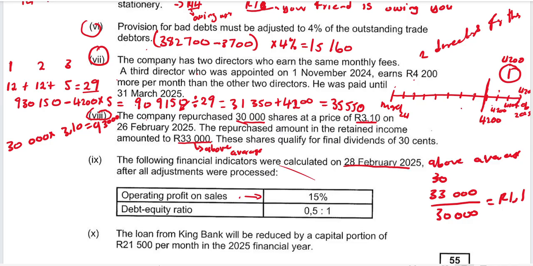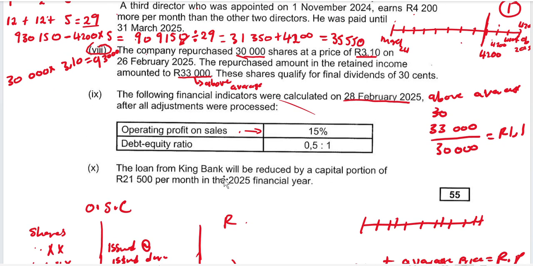Debt equity ratio. Know that when we want to calculate the debt equity ratio, we say non-current liability over shareholders' equity. Non-current liability is to shareholders' equity. That is for the debt equity ratio.